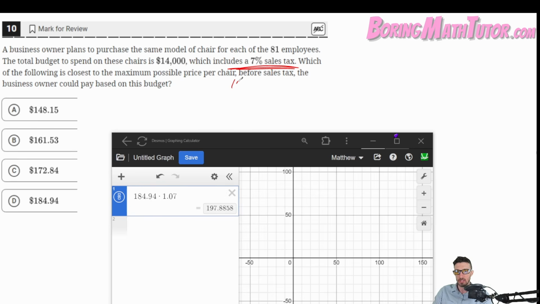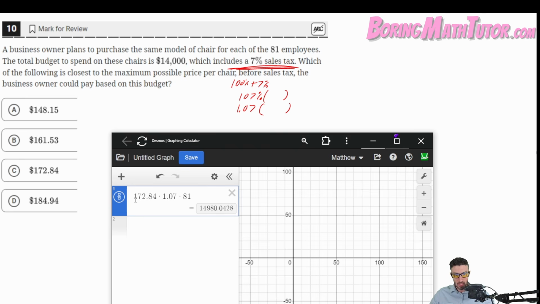So basically take 100% and add 7%, and you actually end up having to pay 107% of whatever you're going to end up doing. So you can actually just do 1.07 times that. Okay, so we need to multiply by 1.07, but then he's got to do it for 81 employees. So did he go past his budget of 14,000, which was supposed to include the tax? Yes, he did.